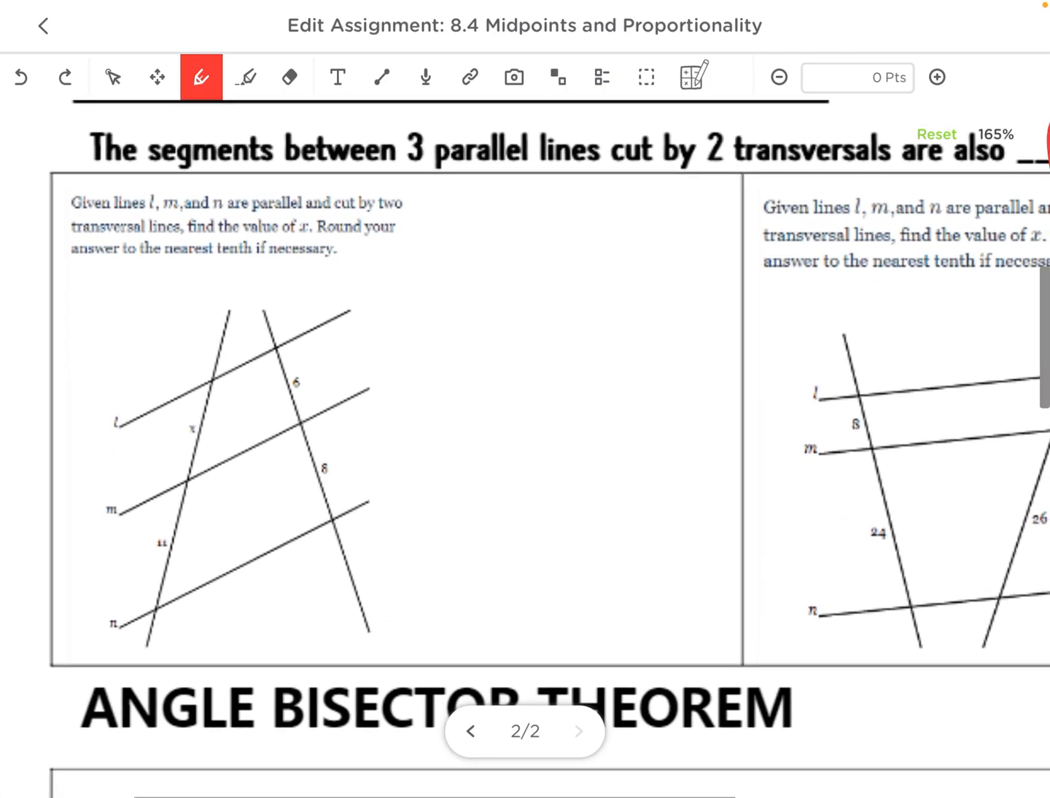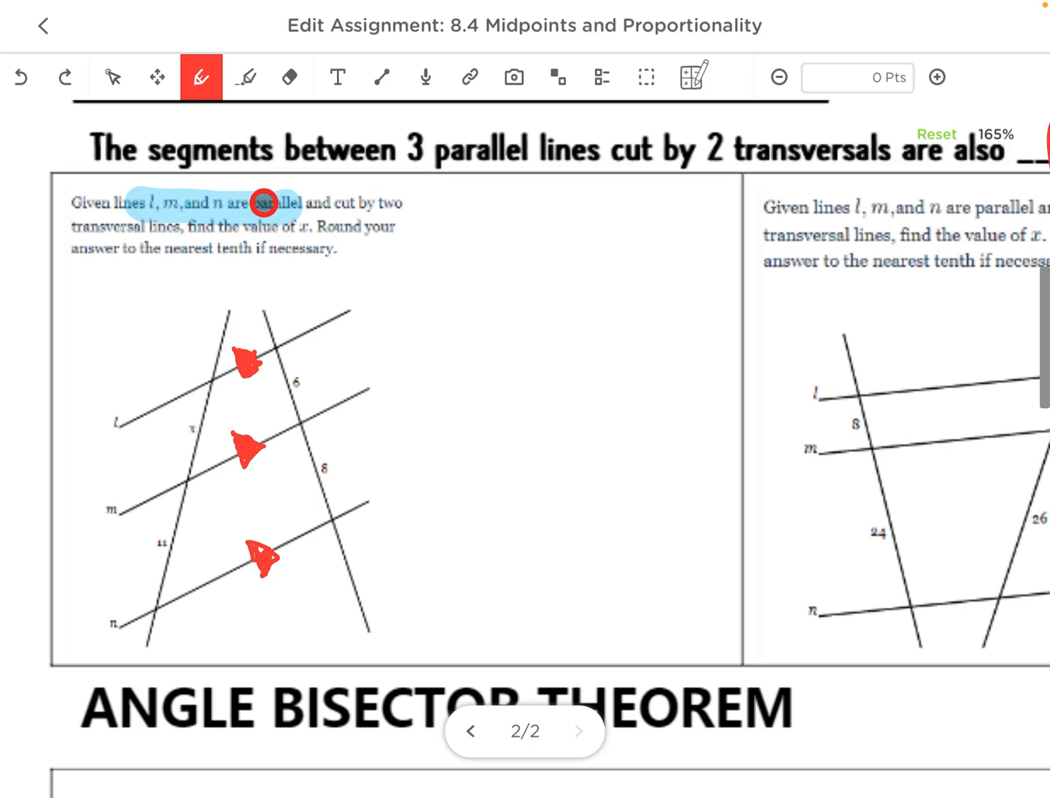It says, given lines L, M, and N are all parallel. Okay, so it's telling us that this one is parallel with this one, and that's parallel with that one. So they're giving us all that information. So, find the value of x.